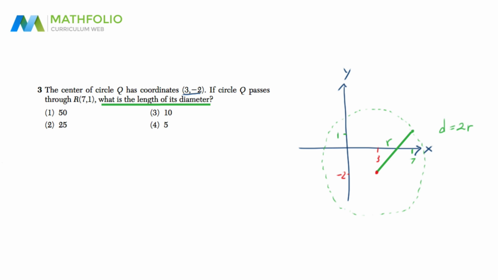In this situation, the best thing we can do is use the distance formula between 3, -2, which is the center of the circle, and this point on the outside, which is 7, 1, which we were also given here. That was point R. So we're really trying to find the distance QR. To do this, QR equals, now this is the distance formula, the square root of x2 minus x1 all squared plus y2 minus y1 all squared.